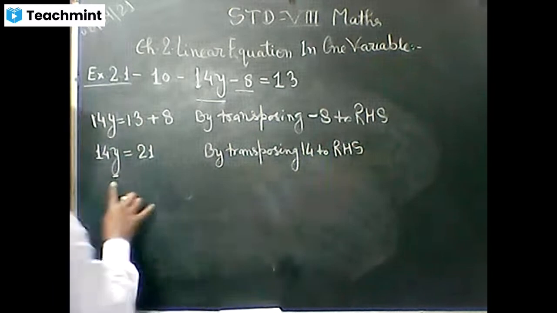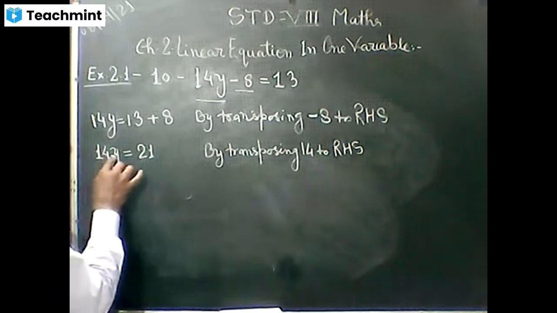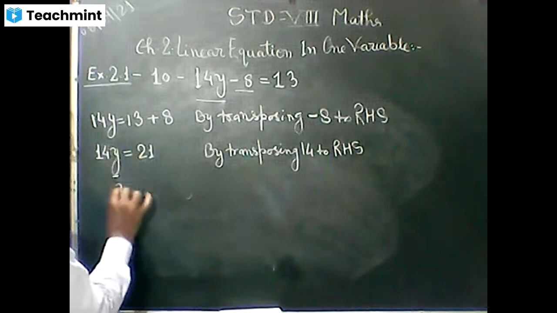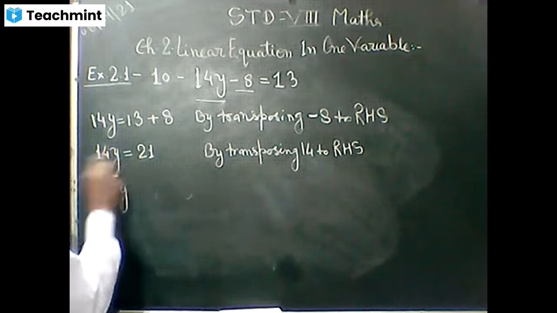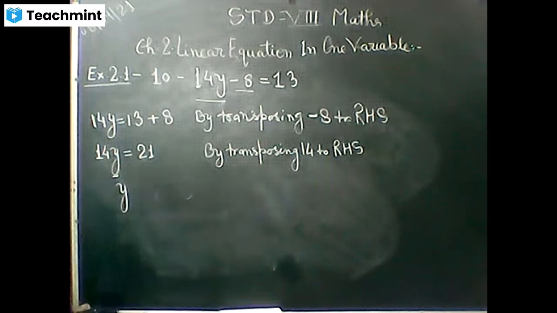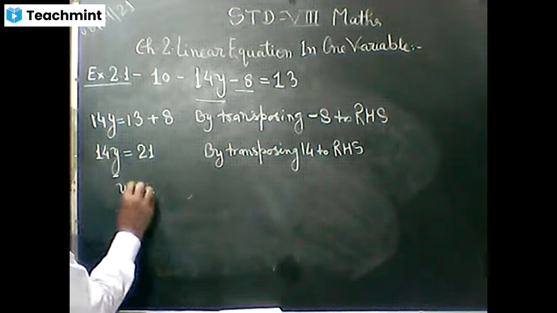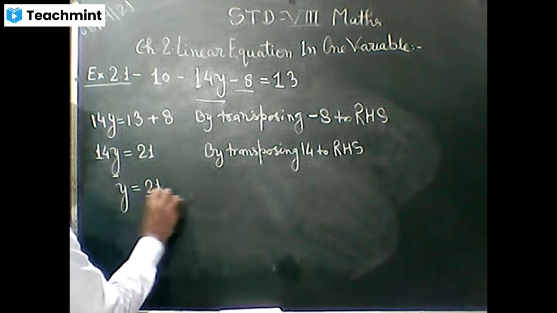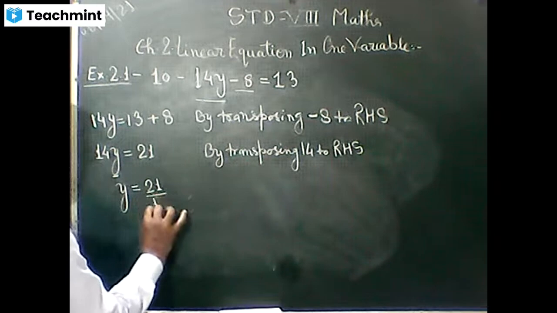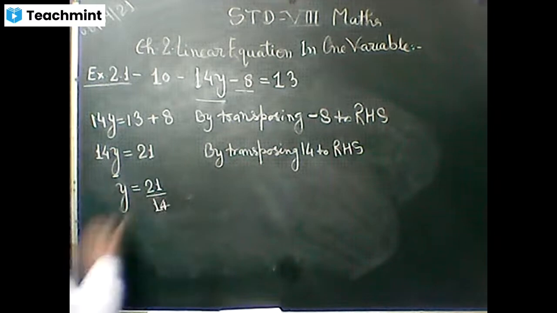We see that 14 and y are multiplied. According to algebra, if there is no sign between them, it means they are multiplied. And if it is multiplied, then in transposing it gets divided. It gets divided in this way.